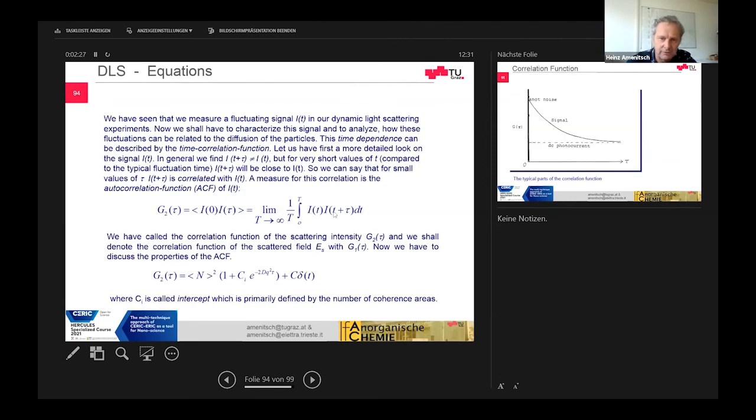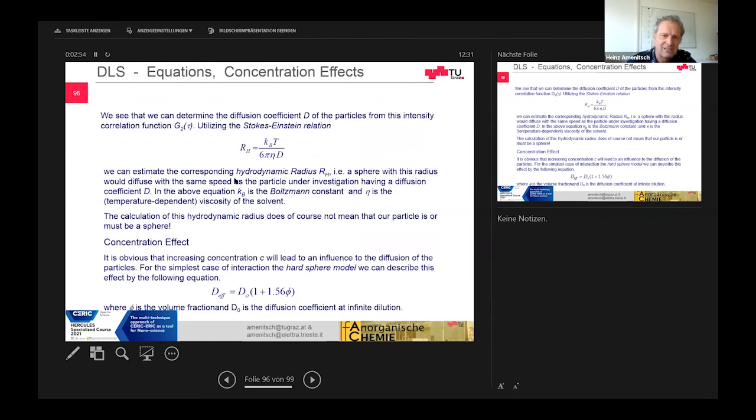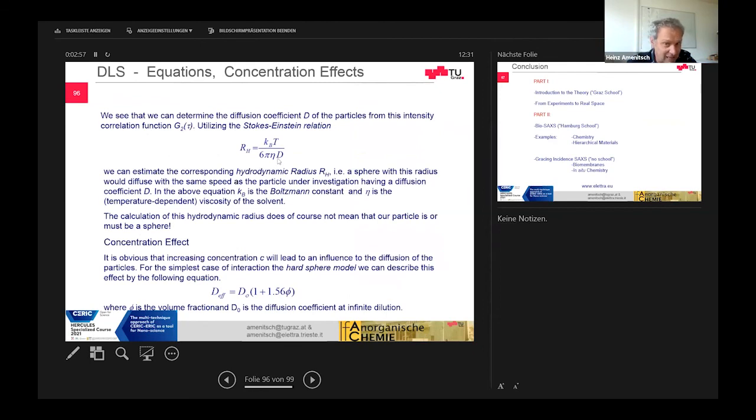So you define here the correlation function. You define here the formalism for measuring the diffusion constant. So the diffusion constant is given as a function of Q squared multiplied by the correlation time, tau, of the correlation function. So this is what you measure, actually, the diffusion constant. And experimentally, you correlate the diffusion constant with the hydrodynamic radius RH by this Stokes-Einstein equation.